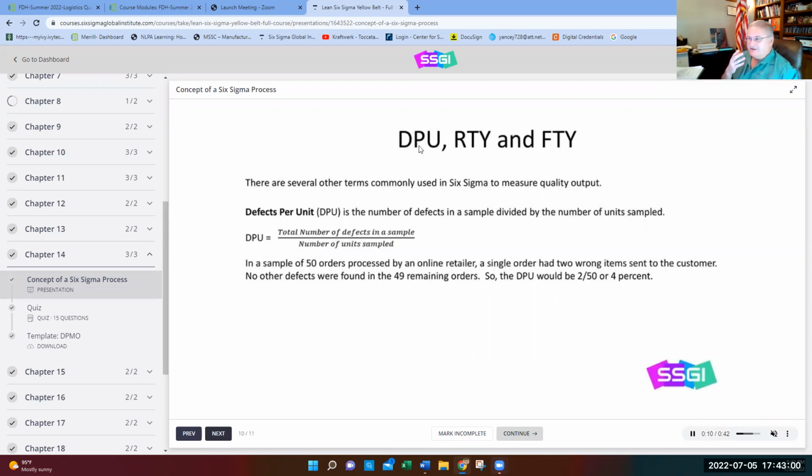And you've got DPU, RTY, and FTY. So DPU is defects per unit. It's the number of defects in a sample divided by the number of units sampled. So it said if a sample of 50 orders was processed, a single order had 2 wrong items sent to the customer. No other defects were found in the other 49 orders. So the defects per unit would be 2 in the 50, or 4%.